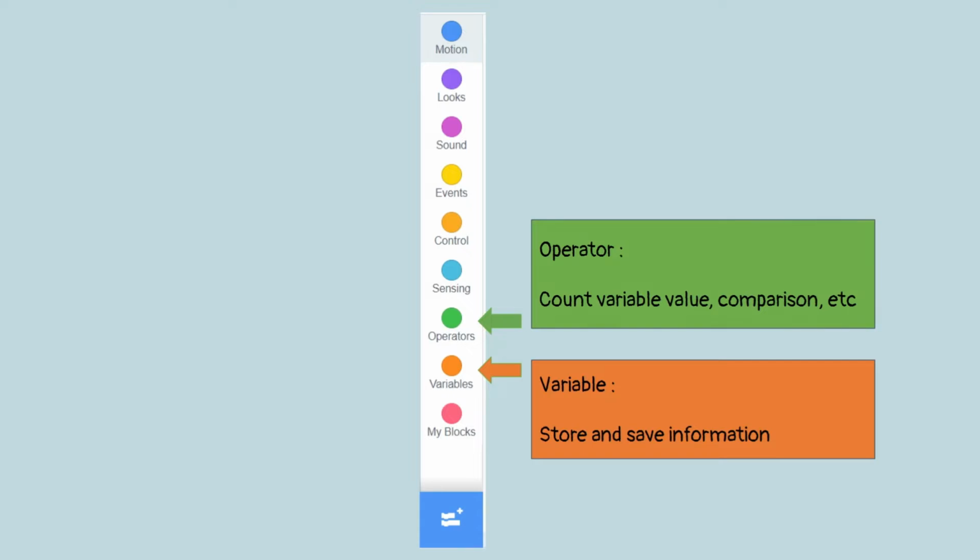Operators are used to calculate values based on variables. You can do addition, subtraction, and other math calculations. You can also compare values between variables and other things.